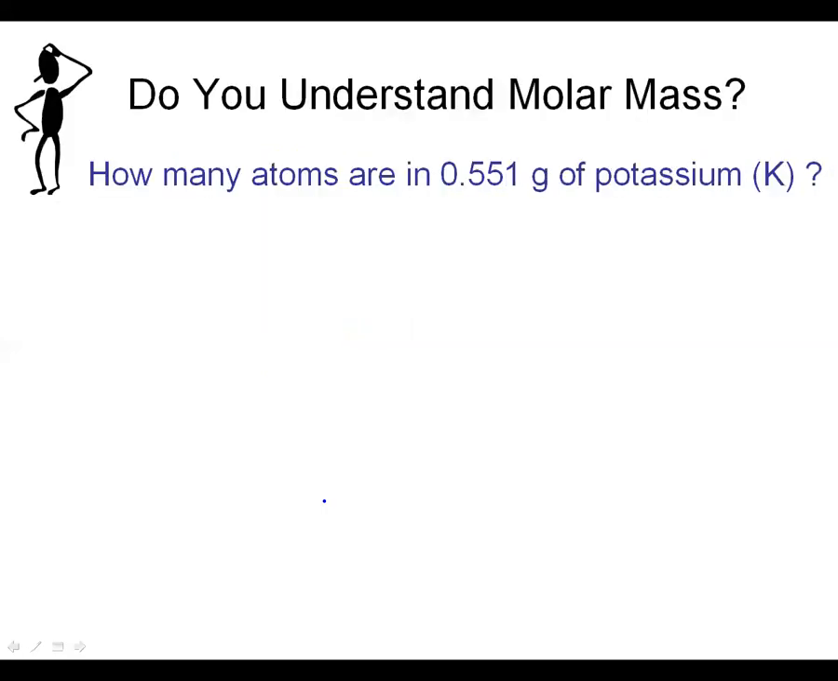Let me have you try this one first. We want to know how many atoms are there in 0.551 grams of potassium. Why don't you take a moment and try that. In case you don't have a periodic table handy, off of the periodic table, potassium is 39.10 grams per mole. See what you come up with, and we'll talk about it in just a second.